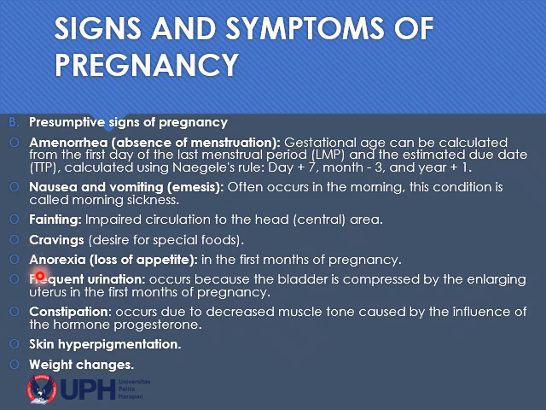Some women also have anorexia, where she has a loss of appetite, especially in the first few months of pregnancy. And women will also complain of frequent urination because the bladder is being compressed by the enlarging uterus in the first months of pregnancy. So the uterus is getting ready to host the baby for the next 40 weeks. Some women also complain of constipation because the muscle tone is decreased, as the progesterone hormone is influenced in order to prepare for the baby.